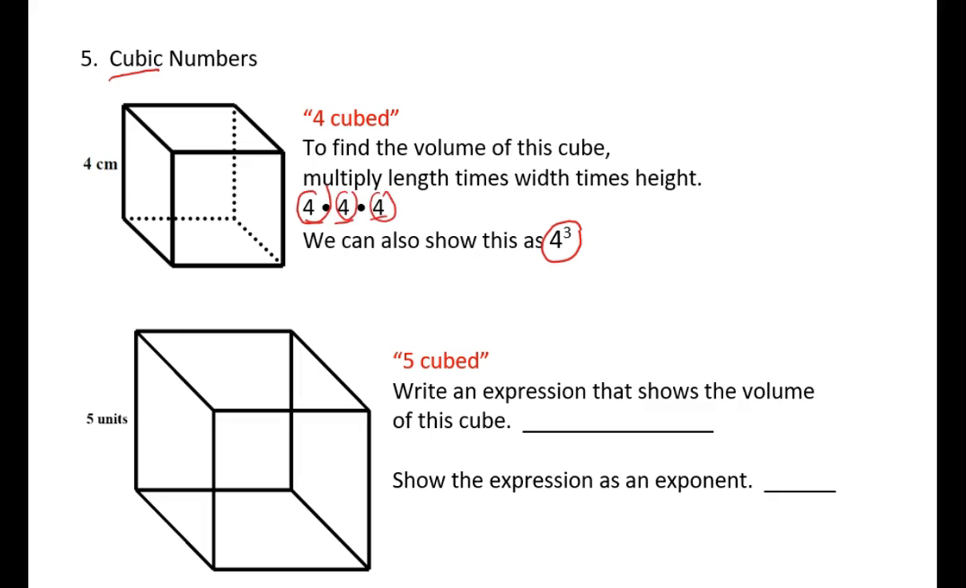In the next diagram, the dimensions of the cube are 5 units. So we can show the volume of this cube as 5 times 5 times 5. And as an exponent, we would say that that is 5 cubed, or 5 to the third power.